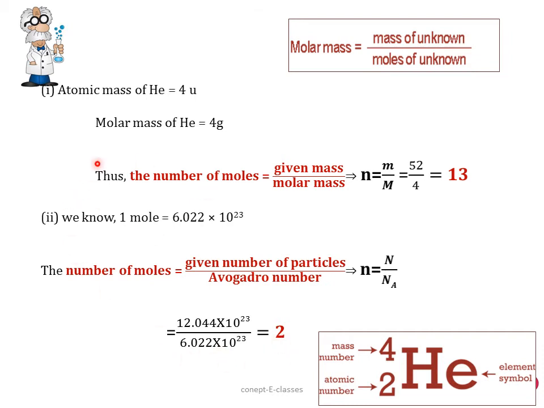So in order to find the number of moles, we divide the given mass by the molar mass, and if the number of particles is given, we divide the given number of particles by Avogadro's number.